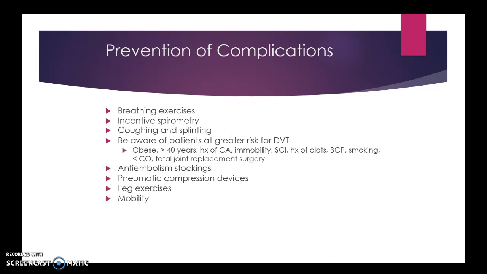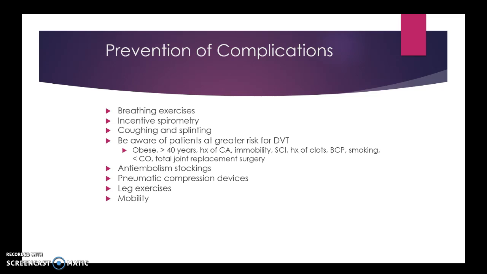Prevention of complications can include breathing exercises, such as incentive spirometry, coughing, and splinting. Patients are at greater risk for DVTs, so that's why we've got to make sure that we're being proactive with these patients. Patients that are obese, older than 40, have a history of cancer, have immobility, spinal cord injury, history of clots, birth control pills, smoking, a decreased cardiac output, or having total joint replacement surgery are at an even increased risk for DVTs. We try to prevent that using anti-embolism stockings.